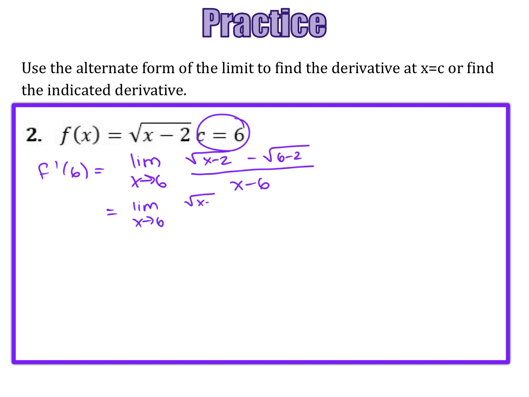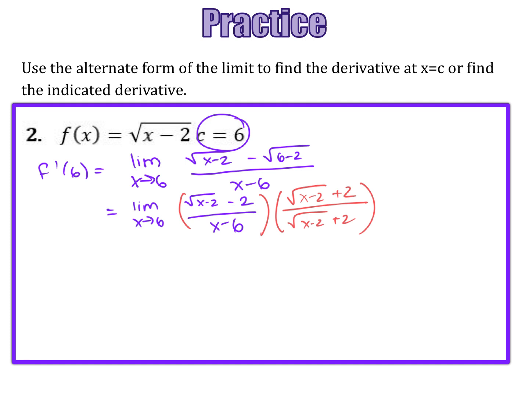This is going to be the square root of x minus 2 minus the square root of 4, which is 2, over x minus 6. Right now, we can't use direct substitution because if we plug 6 into the numerator, we get 0, and if we plug 6 into the denominator, we get 0. That means we need to use a strategy from chapter 1, like conjugates, since I'm seeing that radical, in order to be able to evaluate this limit.